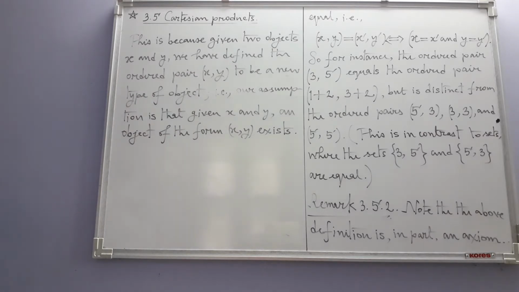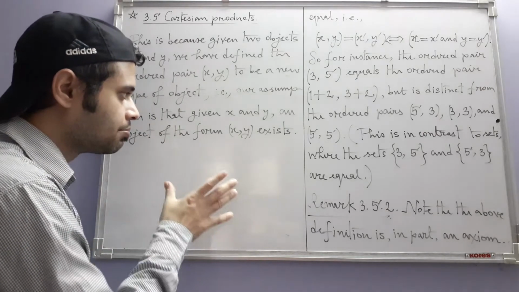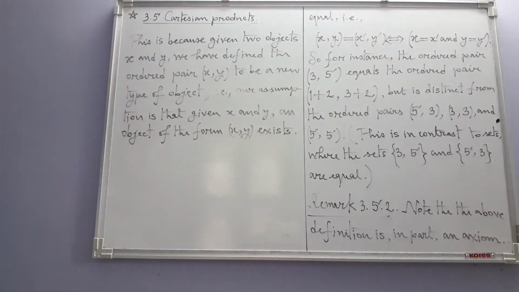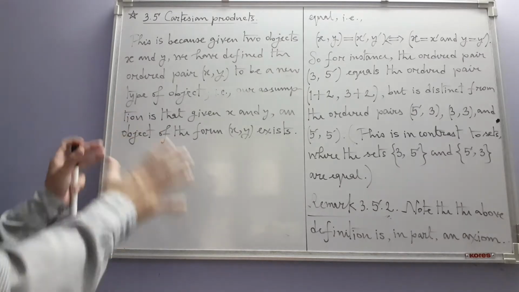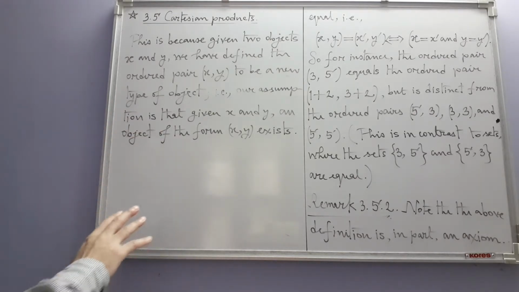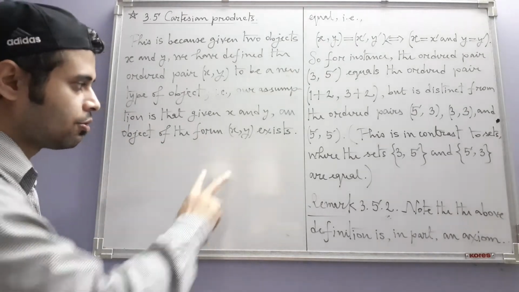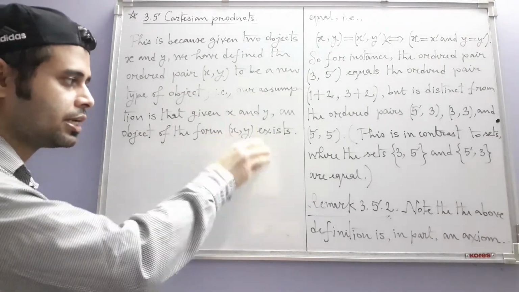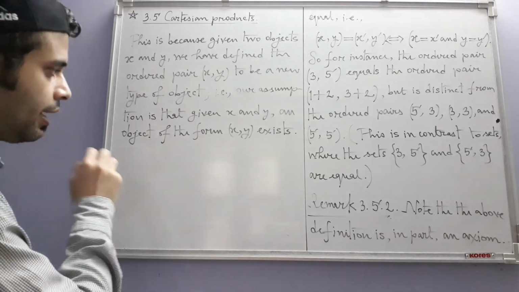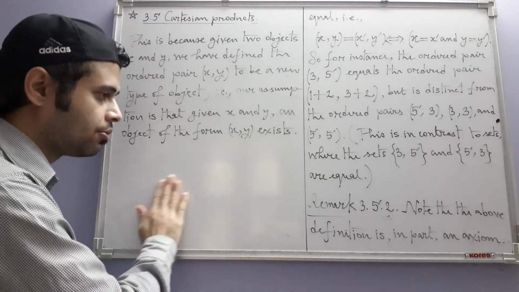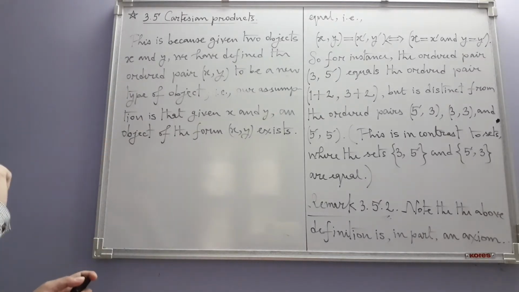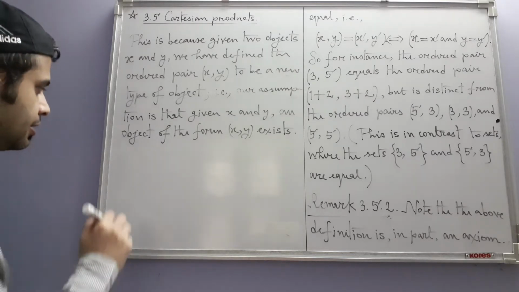That's what existence means. So if we are simply assuming that such a thing exists, then this is something new we are introducing to set theory. But the remark says that that is not the case. Although we have introduced ordered pairs like some new objects whose existence we are assuming, actually ordered pairs can be defined only in terms of the set axioms that we have come across so far. So that is the next thing.